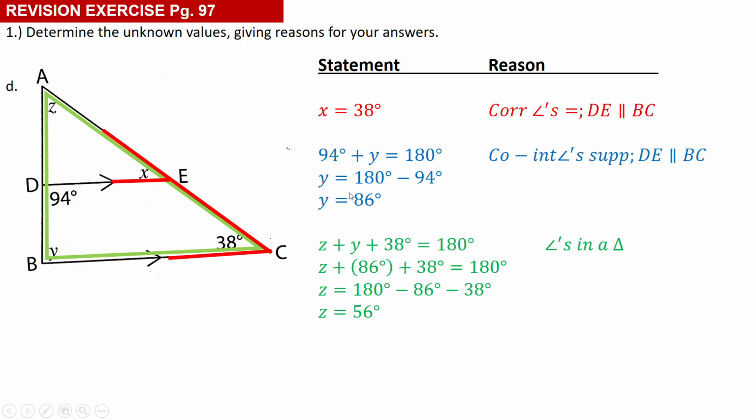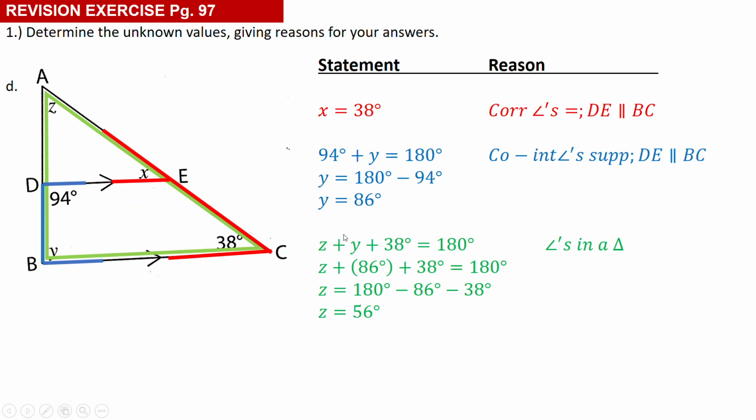This one here, to work out y, what I did was I used that U shape there. Okay, so y plus 94, remember the U shape they add up to 180. So y plus 94 is equal to 180 degrees. Co-interior angles are supplementary because those two lines, DE and BC, are parallel. So I solved for y.